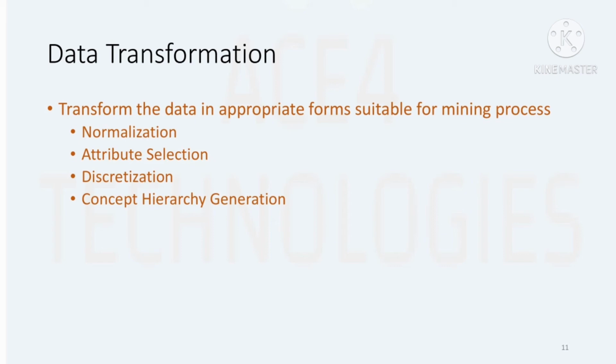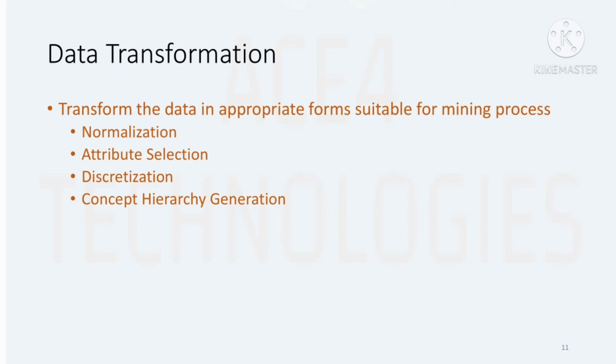The last one is concept hierarchy generation. In this, values for nominal data are generalized to higher order concepts. Concept hierarchies can be used to reduce the data by collecting and replacing low-level concepts with higher-level concepts. In a multi-dimensional model, data are organized into multiple dimensions, and each dimension contains multiple levels of abstraction defined by concept hierarchies. This organization provides users with the flexibility to view data from different perspectives.